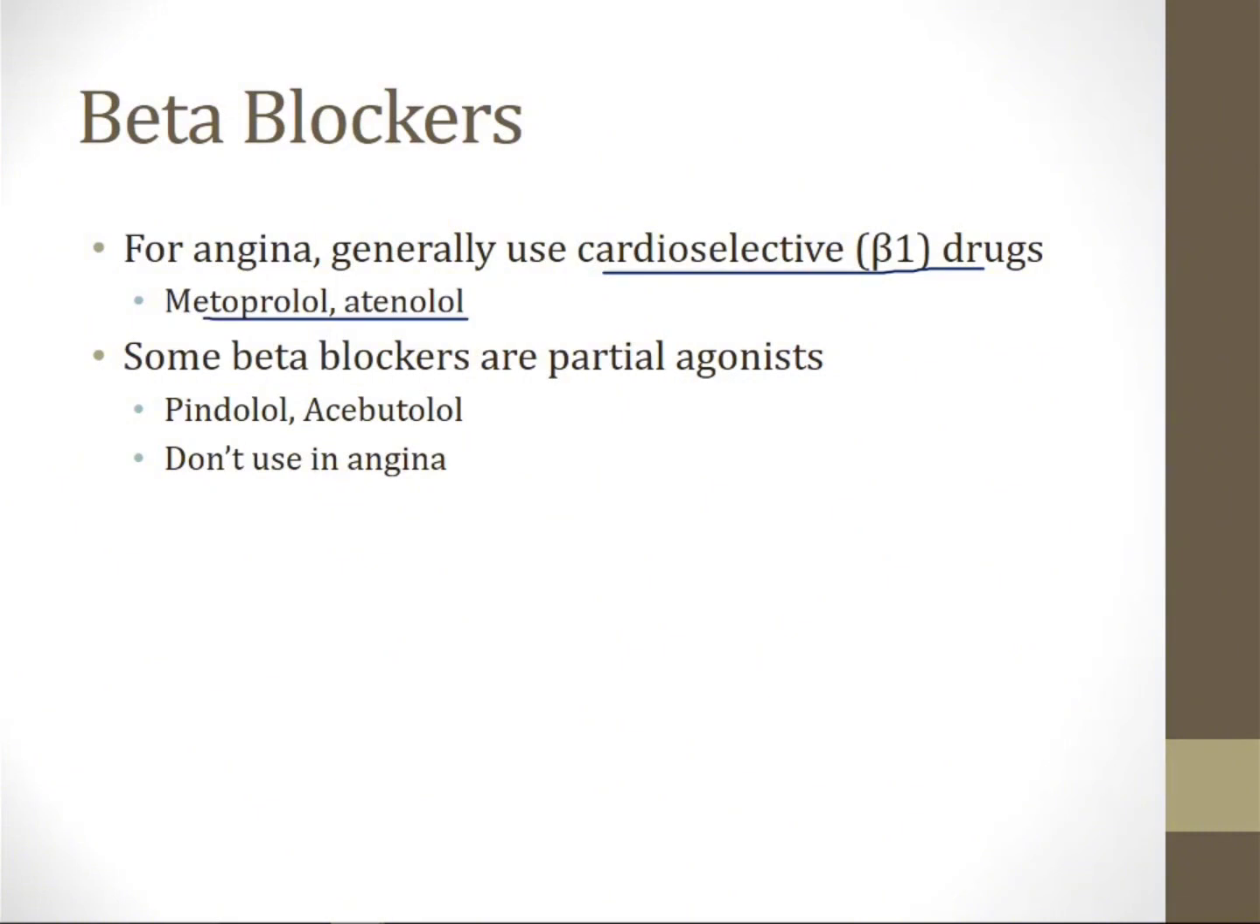And you should know that there are some older beta blockers that are rarely used in the modern era that are partial agonists of beta receptors. So they block beta effects of the sympathetic nervous system, but they also partially activate the receptors. Drugs in this class are pindolol and acebutolol, and we don't use these for angina because they can worsen angina by their beta agonist effects.